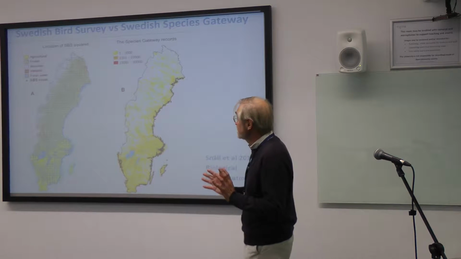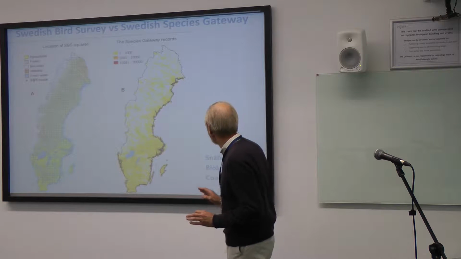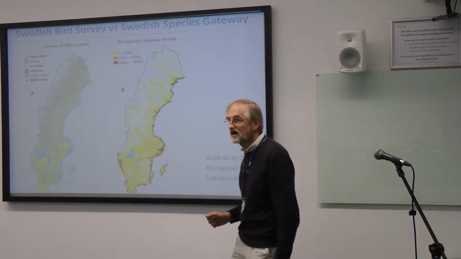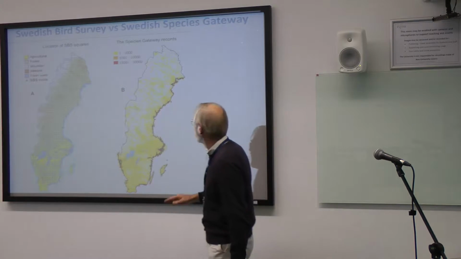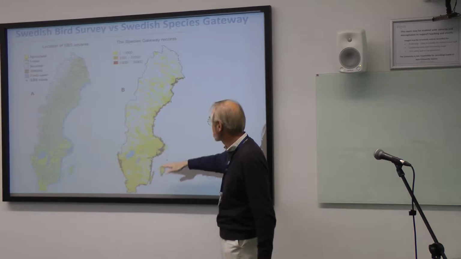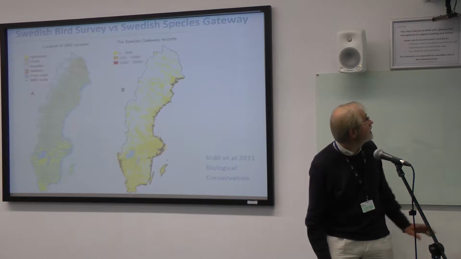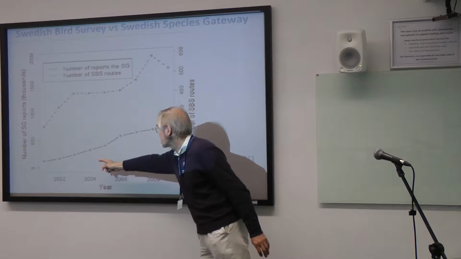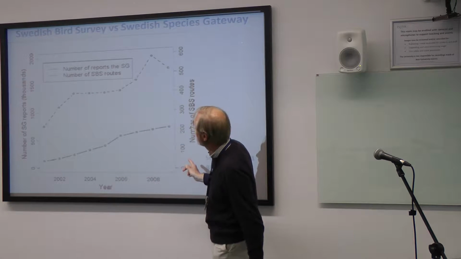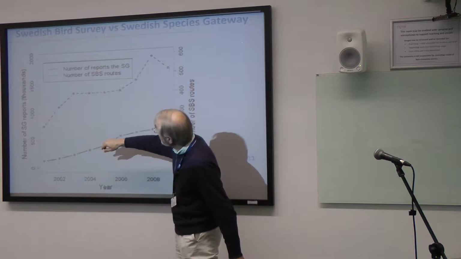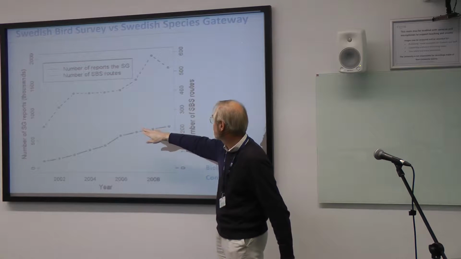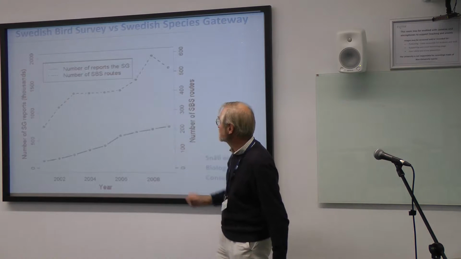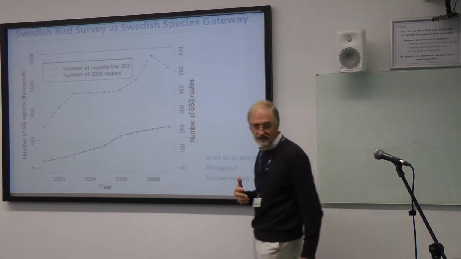In this paper, published in, I think, 2011, they compared the Swedish bird survey, which was transect data rather like our Breeding Bird Survey, conducted on a regular grid, with their casual observations collected through their species gateway, which, as you might expect, are biased towards the more southerly parts of Sweden. And also, as you might expect, the numbers of observations since this gateway started in 2002 are going up, increasingly towards the million mark, whereas they've got a smaller number of breeding bird survey routes, a few hundred, I think, covered once per year.